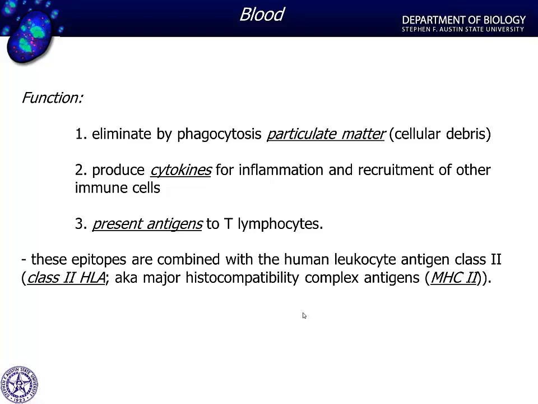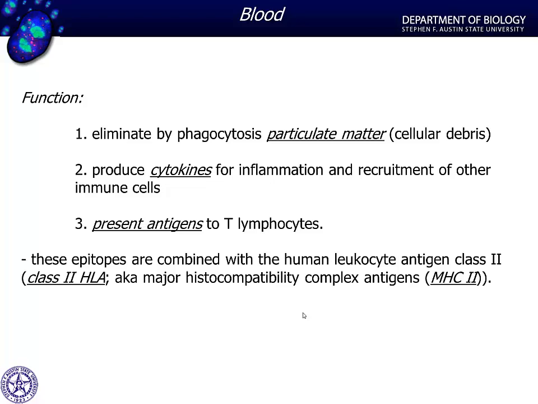So macrophages, we always say they're the vacuum cleaners of the body. They're going to phagocytose cellular debris. They're going to produce cytokines, lymphokines, because that's going to recruit lymphocytes to the area. This is going to recruit other immune system cells. But the biggest thing that I want us to remember is these are APCs, antigen-presenting cells. And they're going to present these antigens to lymphocytes.